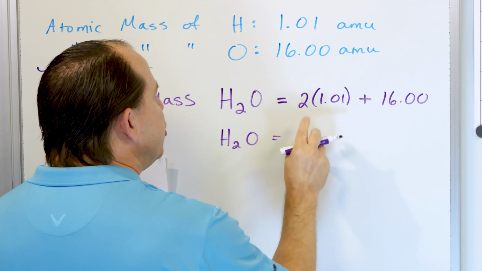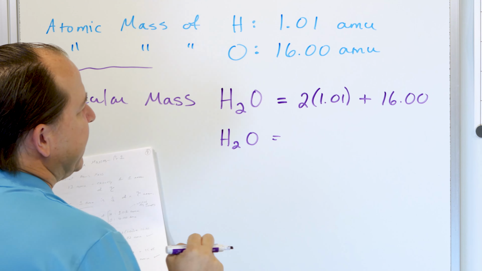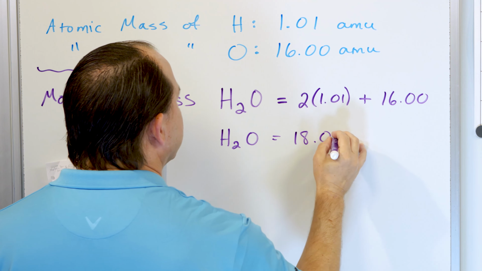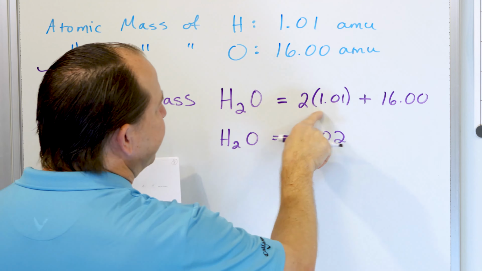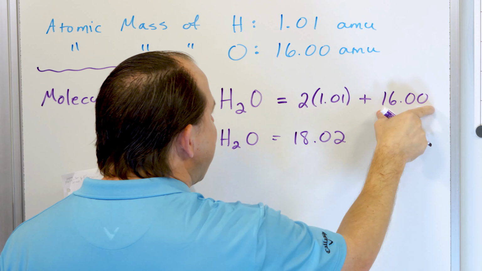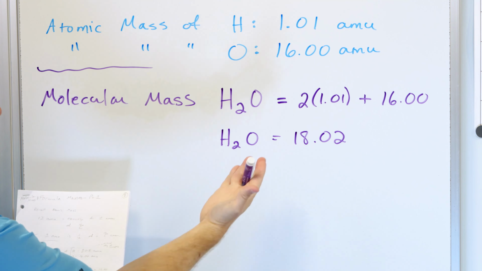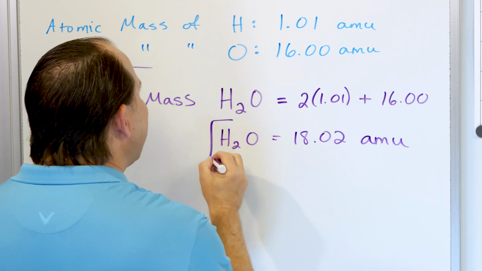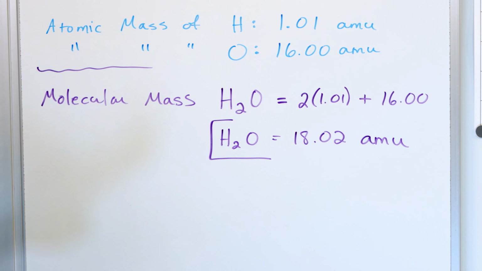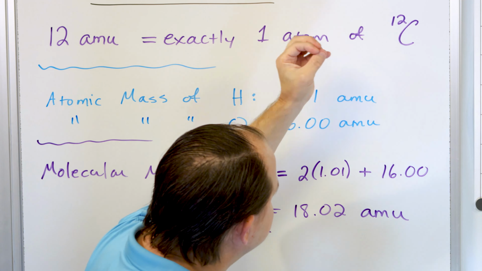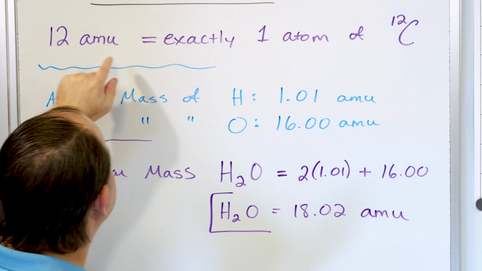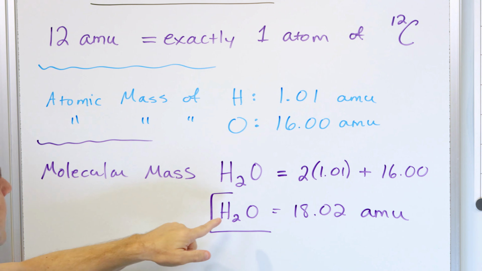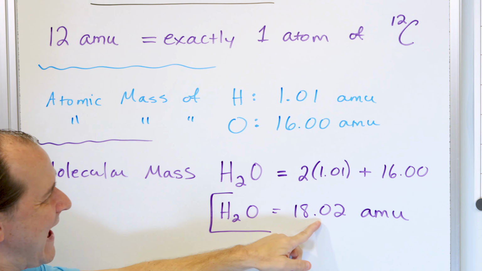So when you multiply 2 times 1.01 and then add 16, you get 18.02. Right? That makes sense because this is 2.02, and then you add 16 and you get 18.02. What units are we dealing with? Atomic mass units. So what you can say with certainty is, if a carbon atom, carbon-12, the most common form of carbon, has exactly 12 atomic mass units, then the mass of water is a little bit more than that.